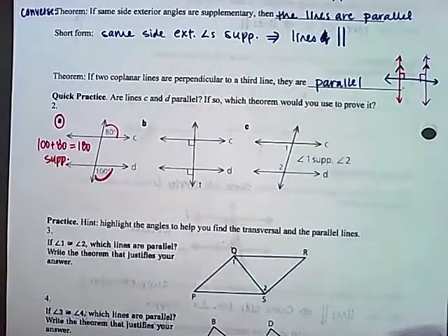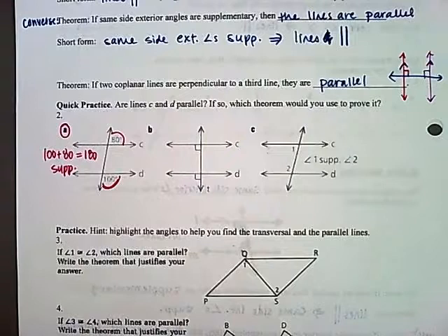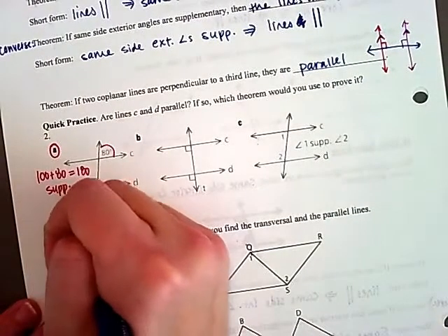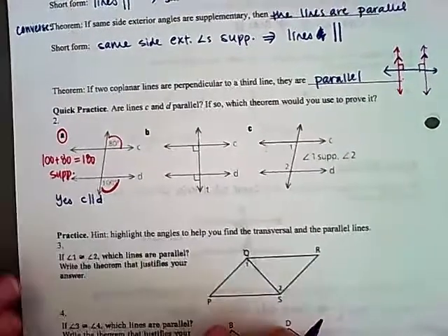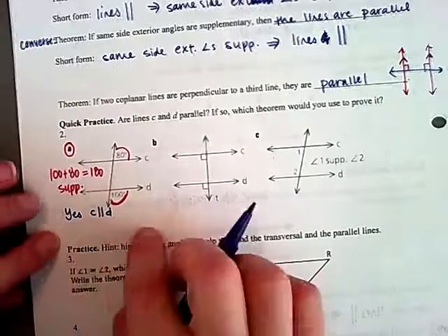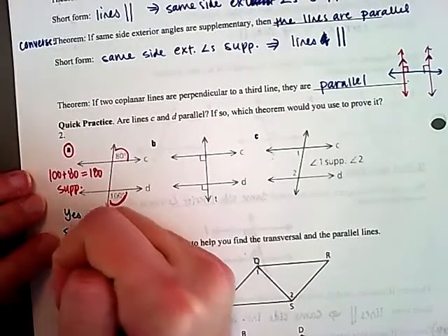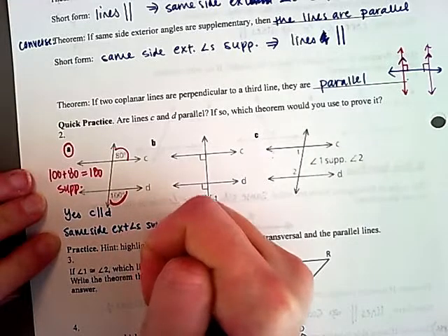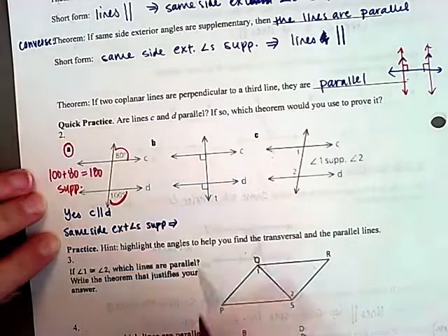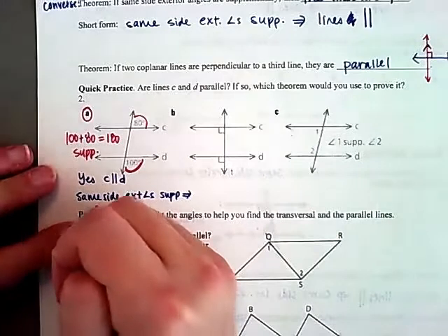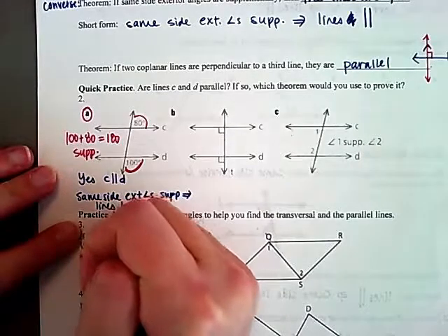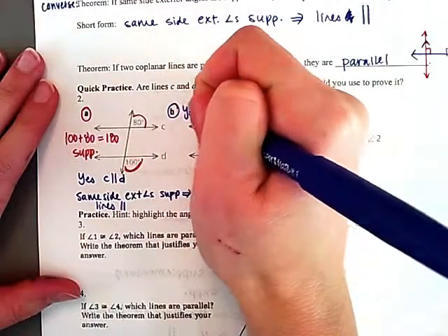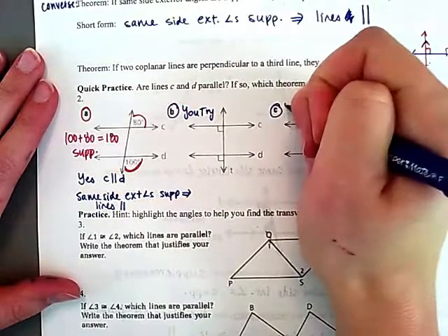So to answer the question then, I would say, yes, C is parallel to D, and then my reason, the theorem, I would just write the theorem. So I would write same side exterior angles supplementary, put my arrow, and then write lines parallel. Okay, so I want you to do for the U-tries B and C here.